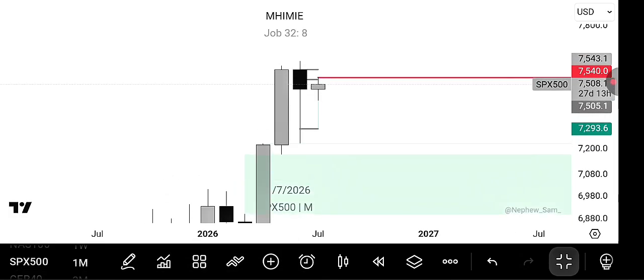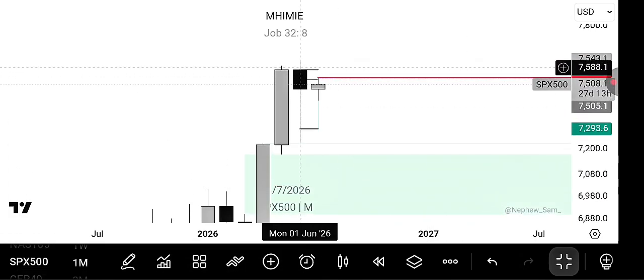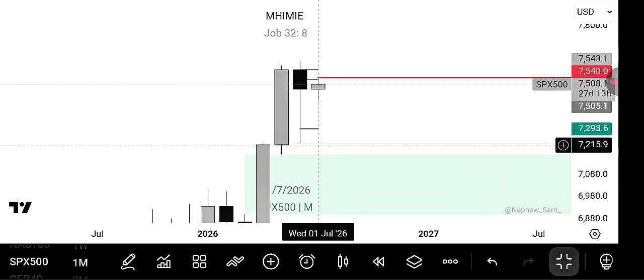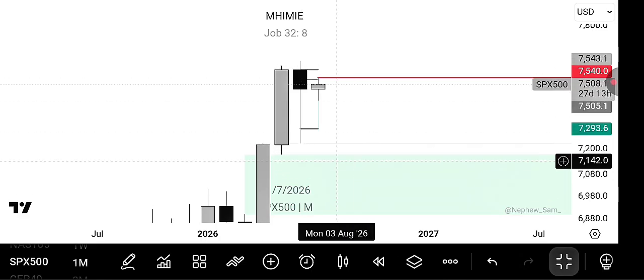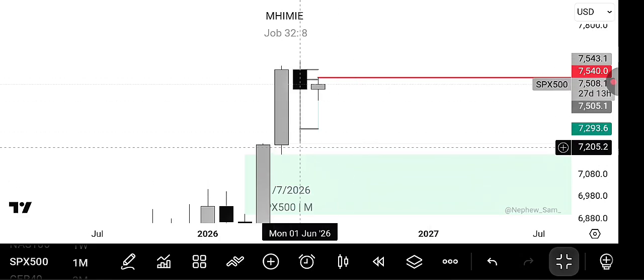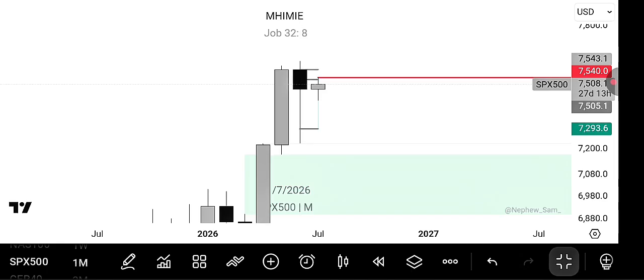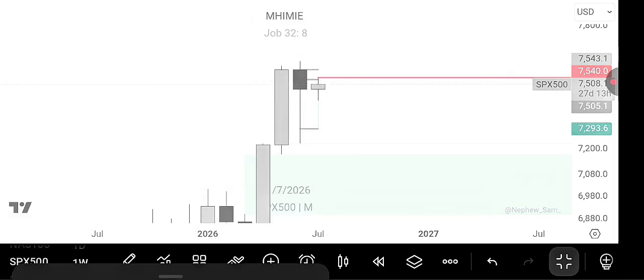So monthly time frame, more like a hanging man. So we had this, price may likely come for this low, and of course price persists when we take out this low. So now to the weekly time frame.